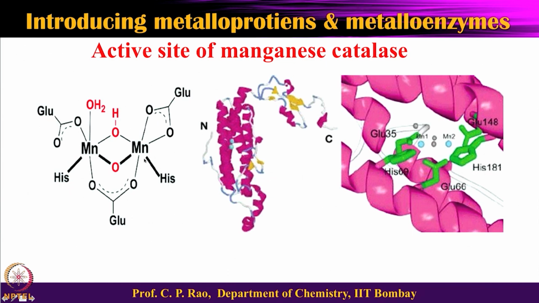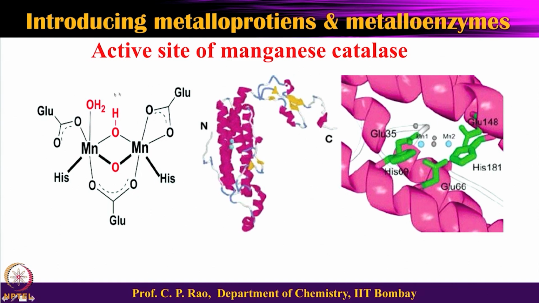You can see here one of the histidines is bonded, and one of the glutamates is bonded. Also connecting these two manganese is a bridging glutamate. So, it is a perfect bridged dinuclear complex.